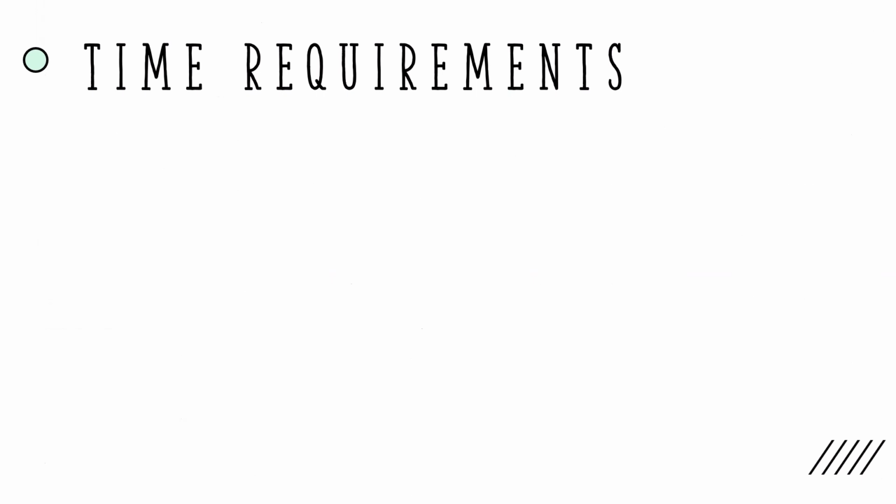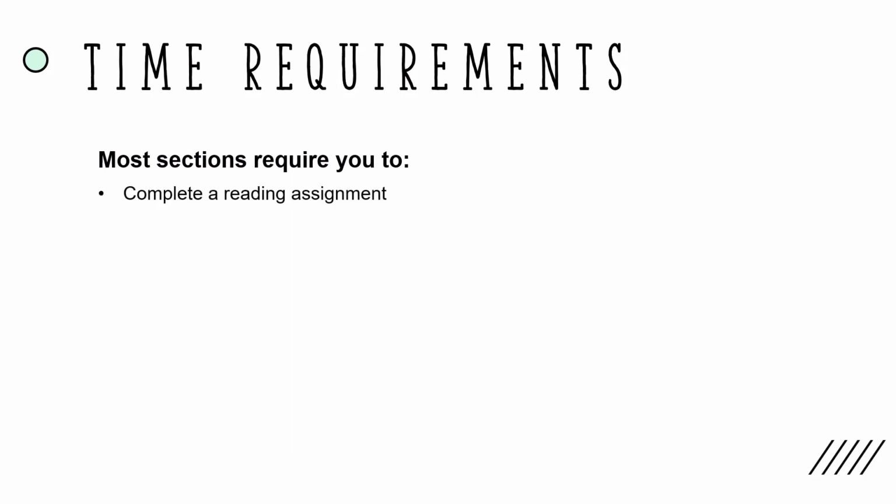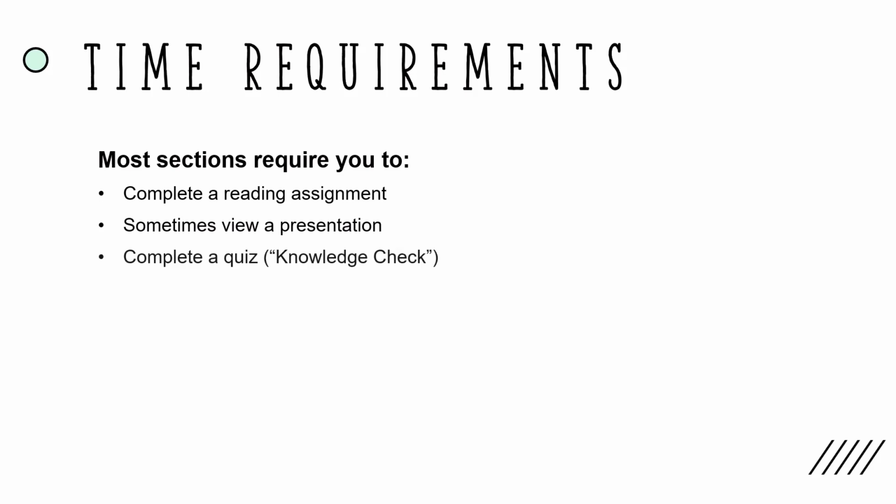Here's a quick overview of the course's time requirements. Most sections require you to complete a reading assignment, usually chapters from our textbook, sometimes view a presentation on the topic of that section, complete a quiz or knowledge check on the material you learned from the reading assignment and presentation, complete a writing exercise or other writing activity that requires you to apply what you've learned from the reading assignment and presentation, and/or work on one of 5 major essays.